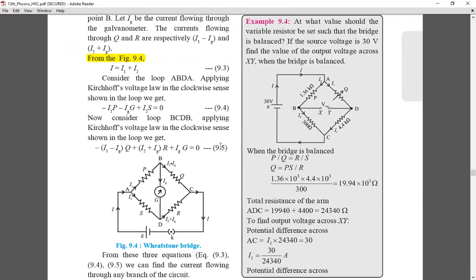Okay, so we have got these three equations. This equation is by Kirchhoff's first law, the junction law or current law, and these two equations we are getting by Kirchhoff's second law, or voltage law. One of the main logics in this bridge is that the three known resistances are chosen such that potential at B becomes equal to potential at D.